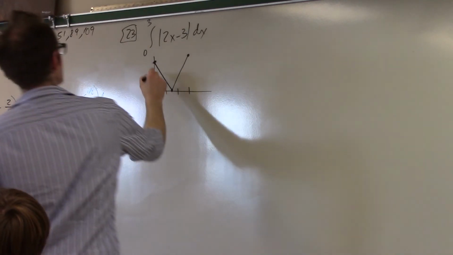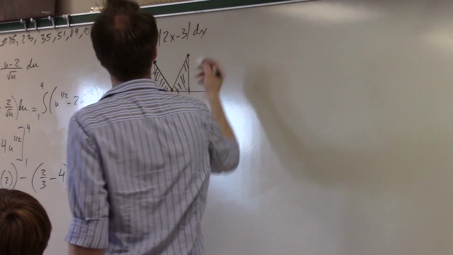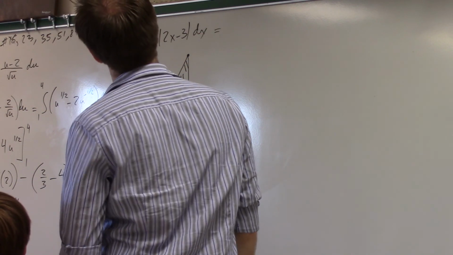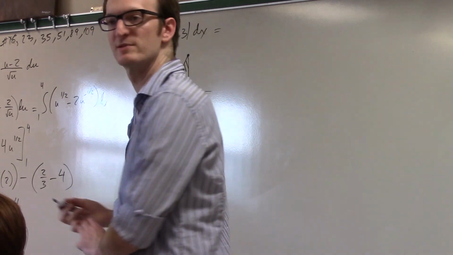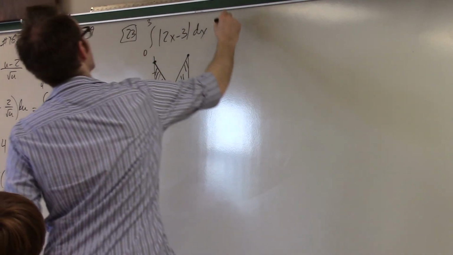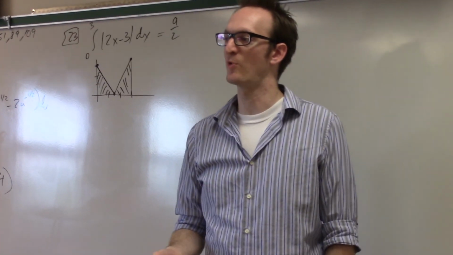One way to do this, and no shame, is just draw a picture and look at it and see what the answer is. I think it's just 3 times 3 halves, which is 9 halves. That's kind of how we practiced before we knew the FTC.